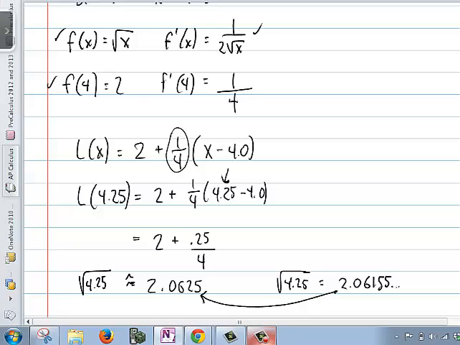But hopefully this video has helped you see the use for a linearization to approximate a function.